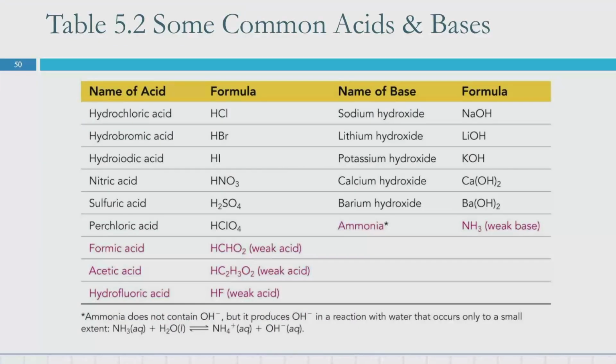Here's some common acids and bases. Notice that all of our acids have an H in front. Notice that most of our bases have an OH on them. So OH is going to be present in many but not all bases. Typically, these are going to be strong bases. So you'll see the OH, and you'll think to yourself, oh, that's a strong base.